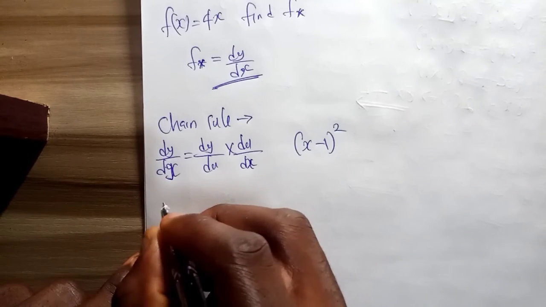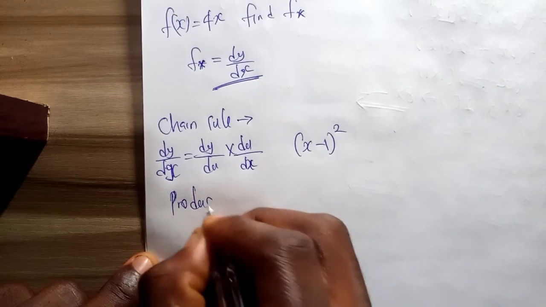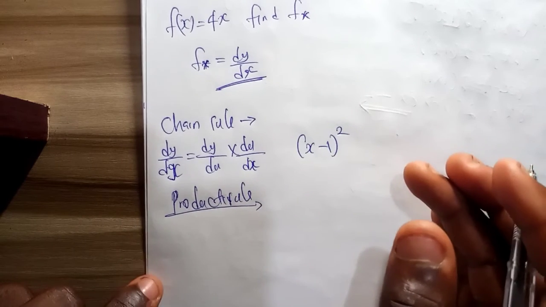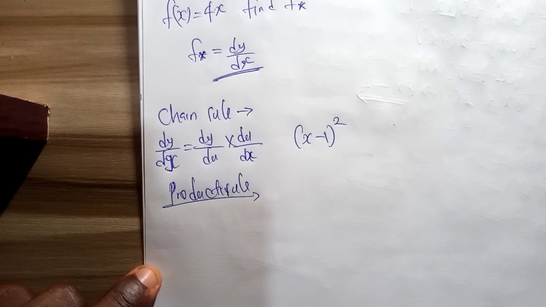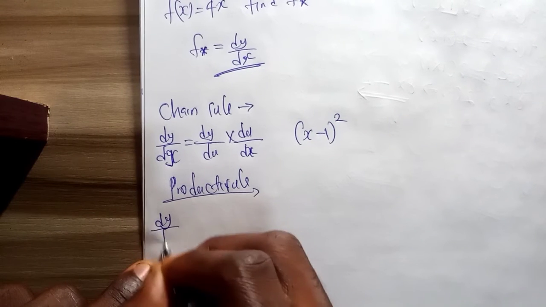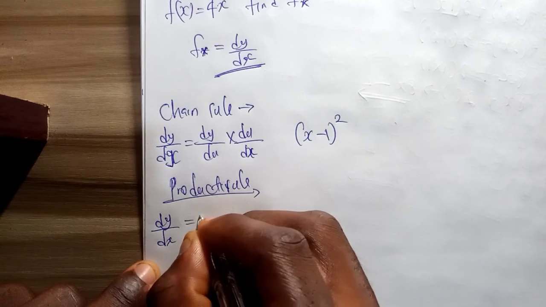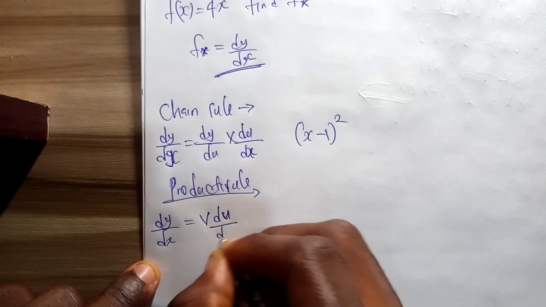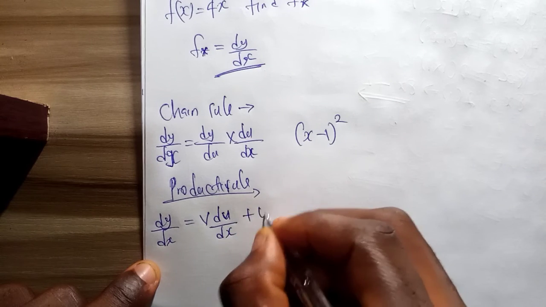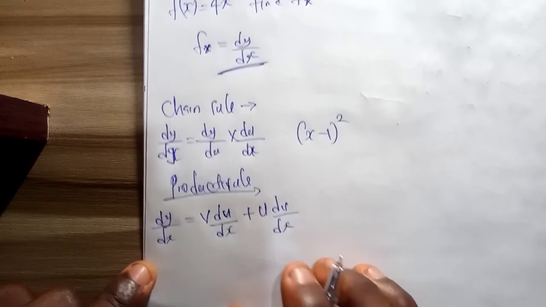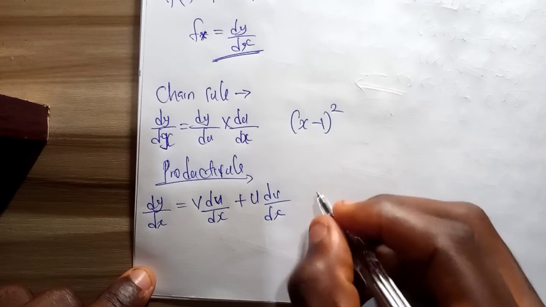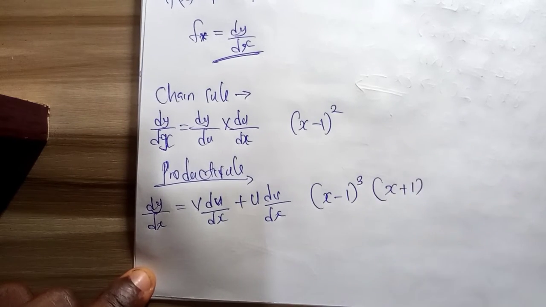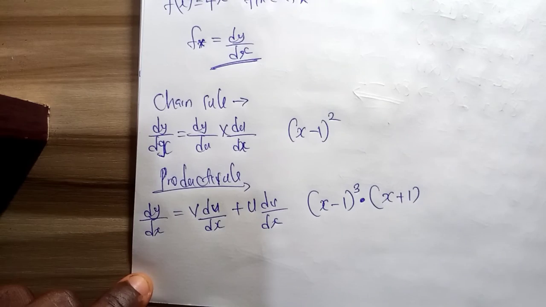Okay, now the next one is product rule. As the name implies, product simply means two things are being multiplied together. Now if you want to find dy/dx of this, it will be v du/dx plus u dv/dx. This is the formula for product rule. Example is when x minus 1 raised to power 3 is multiplied by x plus 1. This is product because they have a product sign in the middle.